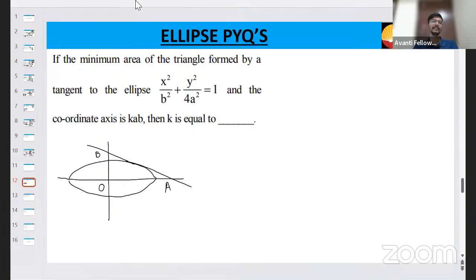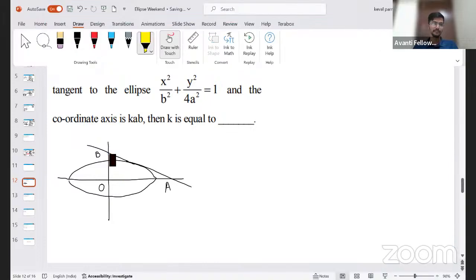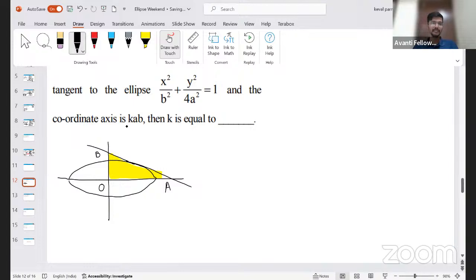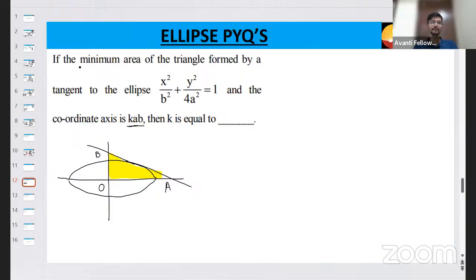This triangle's area, if you can see this triangle OAB. This triangle's minimum area is given as KAB. Okay, so let us say this point P is (b cos theta, 2a sin theta), right?